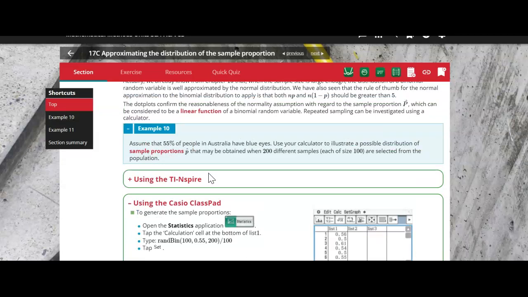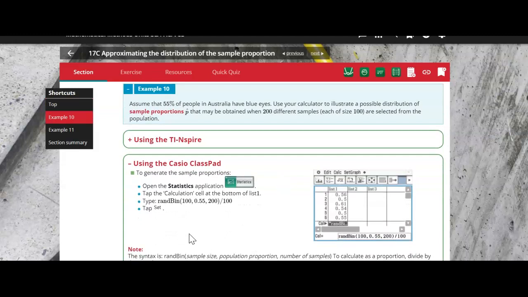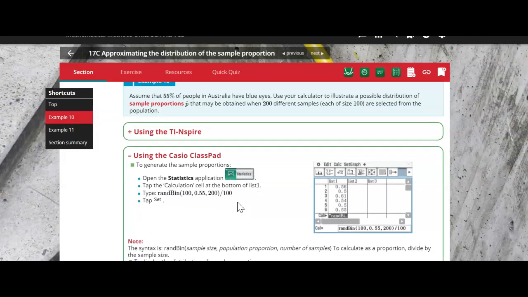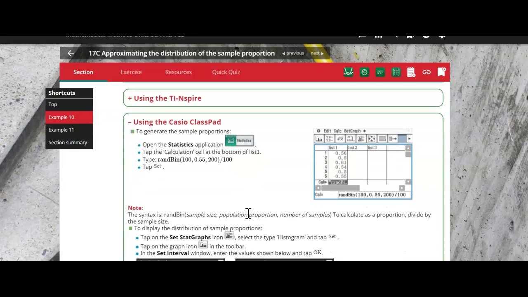Use your calculator to illustrate a possible distribution of sample proportions that may be obtained when 200 different samples, each of size 100, are selected from the population. With your random binomial distribution, we have a sample size of 100, a population proportion of 0.55, and we're taking 200 samples. Because we're looking at a decimal rather than a percentage, we divide by 100. You can see some of the answers on the calculator.